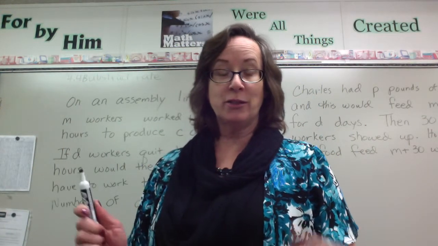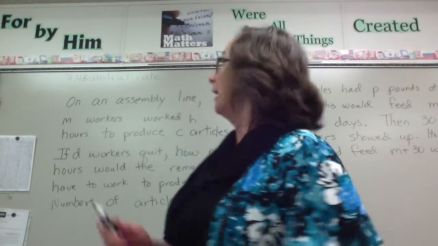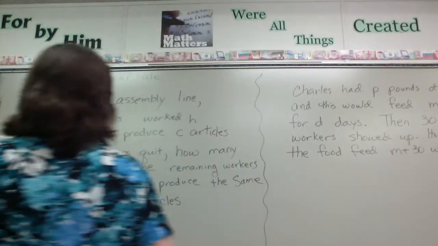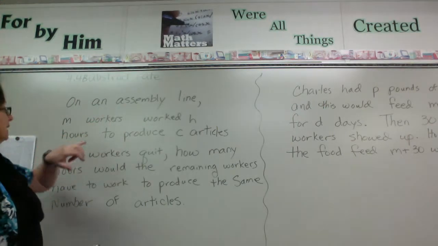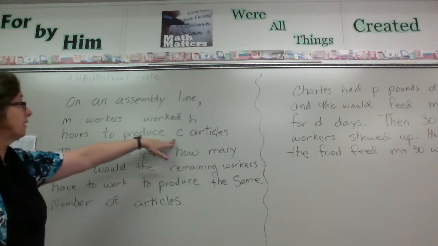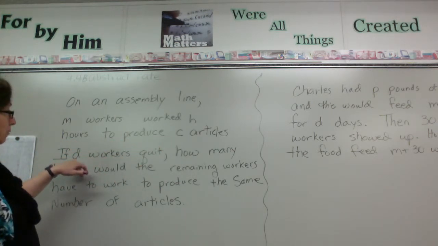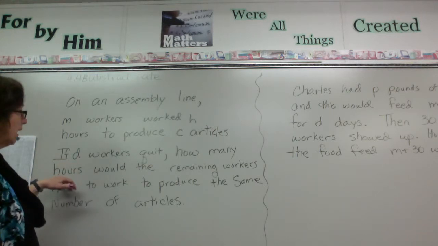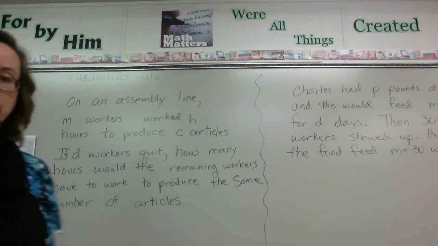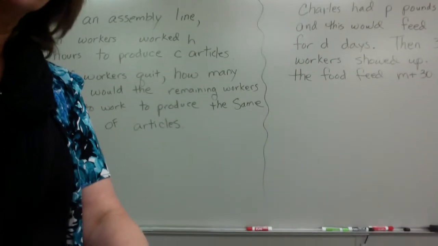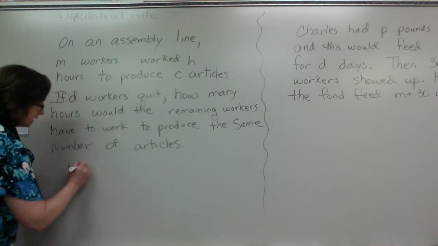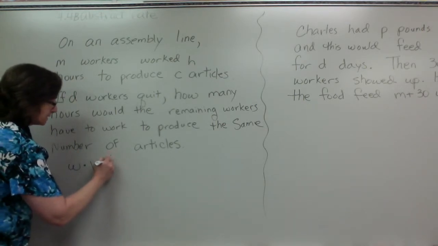Okay, so now we're going to do another couple of examples on abstract rate. These are fun. These are worker rate problems. On an assembly line, M workers worked H hours to produce C articles. If D workers quit, how many hours would the remaining workers have to work to produce the same number of articles? Okay, now when we're doing this type of a problem, we're going to use workers times rate times time equals jobs.